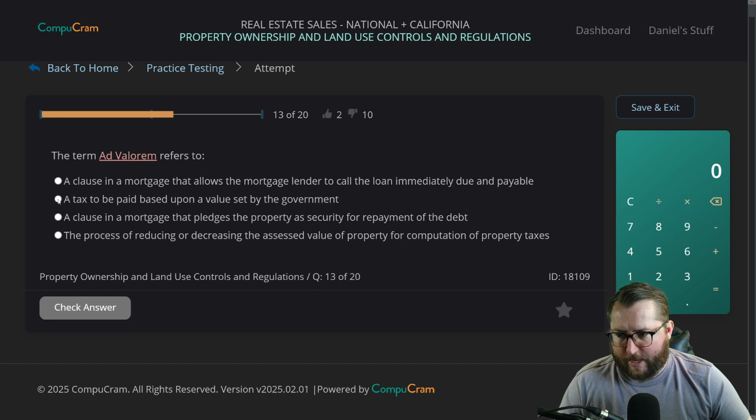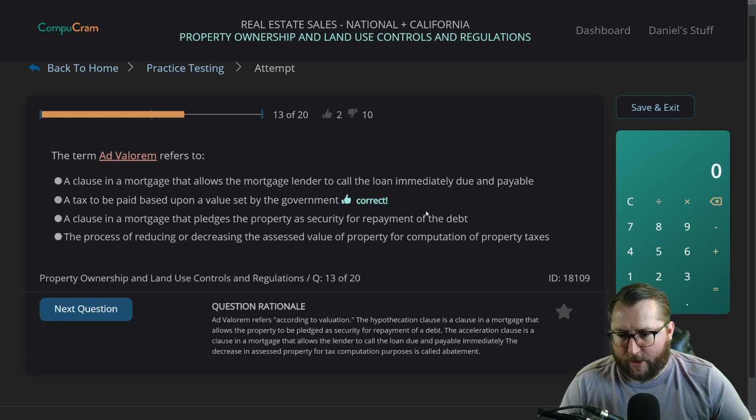I mean, this is the only one that has tax. Maybe we shouldn't have read that. A tax to be paid upon a value set by the government. Correct. Question rationale. Ad valorem refers to according to valuation.